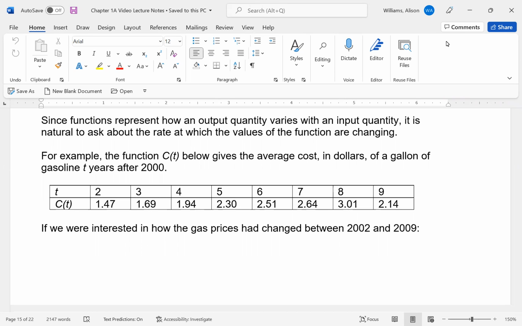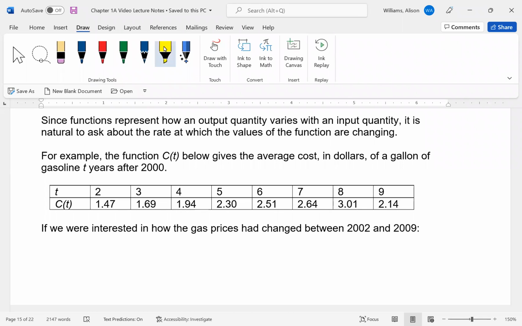Just to make that clear, the data point right here, that 2 for T would represent the year 2002, and then 1.47 would be the average cost of a gallon of gasoline. So in 2002, we would have expected the average cost of gasoline to be $1.47.